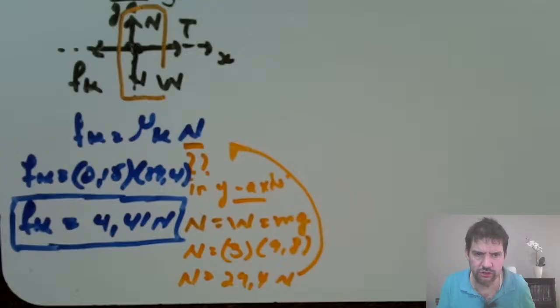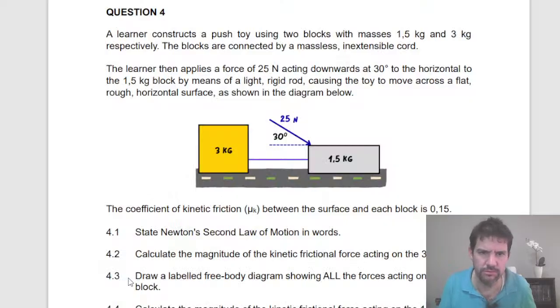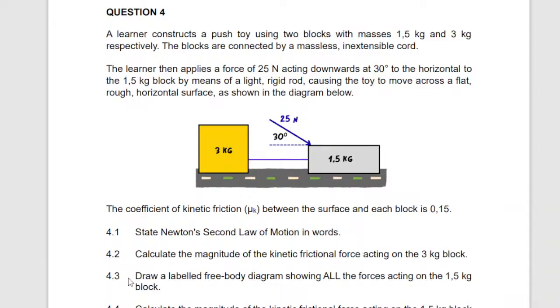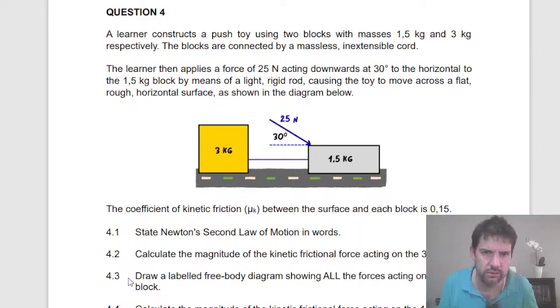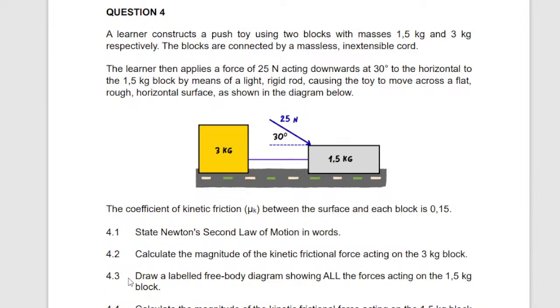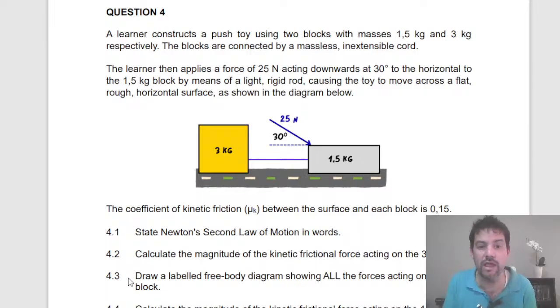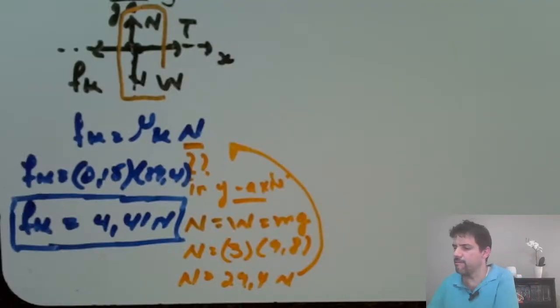Right. So the next question, we're moving on. The next question says: draw the free body diagram, show all the forces acting on the 1.5 kilogram block. The 1.5 kilogram block is at the front. That one I want to point out because the force is now being pushed, not pulled. When drawing the free body diagram, the forces cannot go towards the dot, but rather away from the dot.